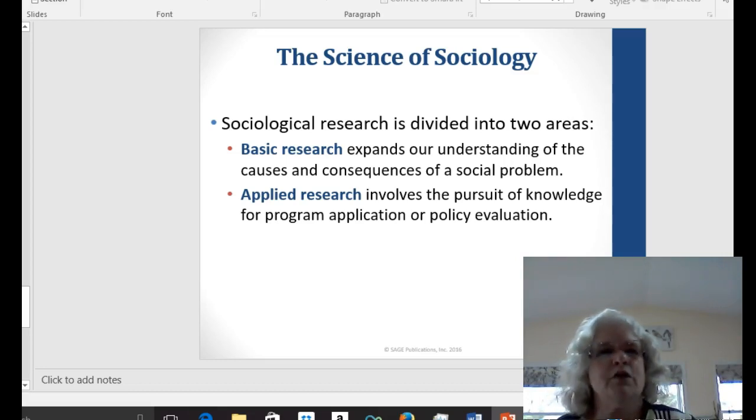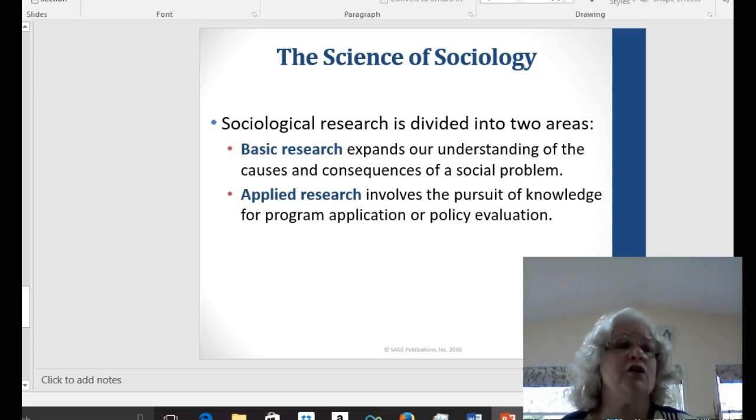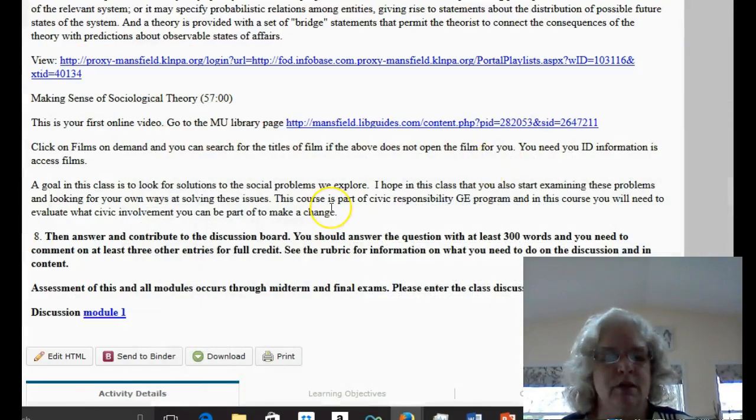And so it's important that we look at the research, and we look at basic research that expands our understanding, and we look at applied research. We do not do research for the sake of doing research. We do it to solve a problem. And so the focus of this course will always be on solving a problem. So I leave you with you thinking about the discussions that come into place.